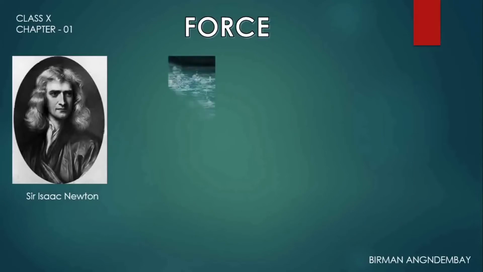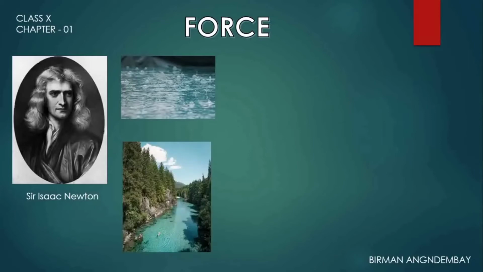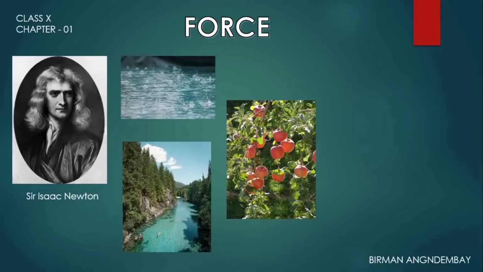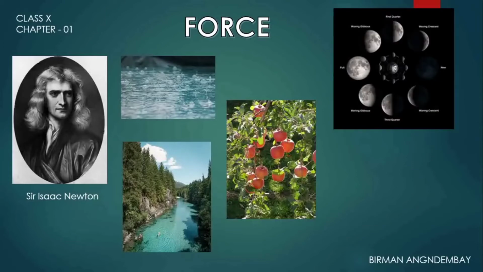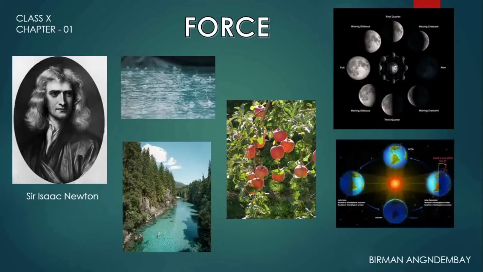Yes, well, rain falls down from the sky to the earth. Water flows down the river and ripe fruits fall down to the ground. Anything thrown upwards comes down. Water from the ocean is pulled up high during the tides. And the moon revolves around the earth, and the earth revolves around the sun.